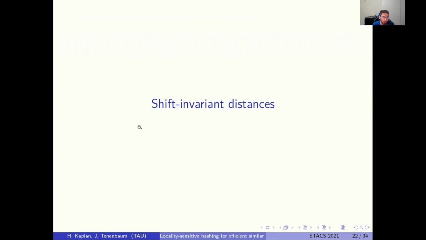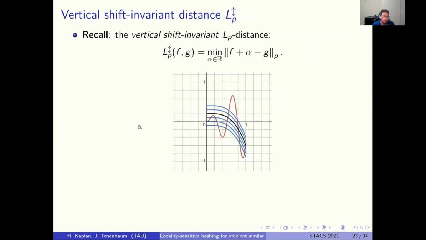Now to the shift invariant distances. We recall the vertical shift invariant LP distance, which looks at the minimal distance over all vertical shifts of one function, which is the black one here, to the other, which is the red one here.